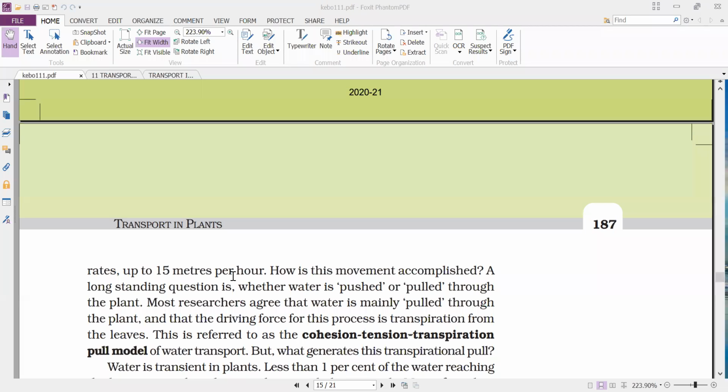But in case of plants, we don't find such structure. We don't find a heart to create certain pressure or certain suction to push the water or pull the water. Such structures are not there in plants. Still, even though such structures are not present in the plants, the transportation of water in the xylem will occur at a higher rate, up to 15 meters per hour.